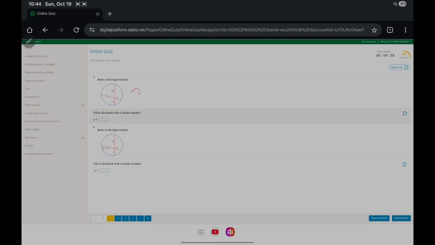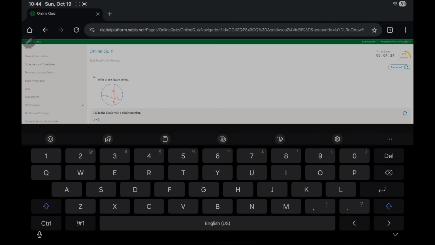Okay, now here we need to create an equation. Basically, it's short side times long side equals the same here. Short side times long side. So that gives us 40 equals 5x. And 40 divided by 5 gives us x equals 8.